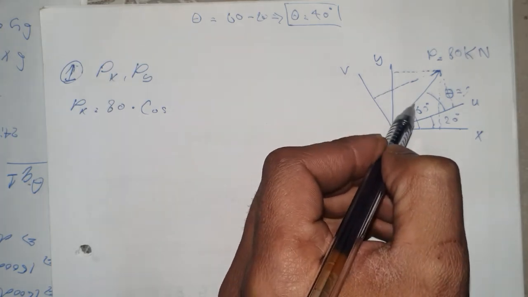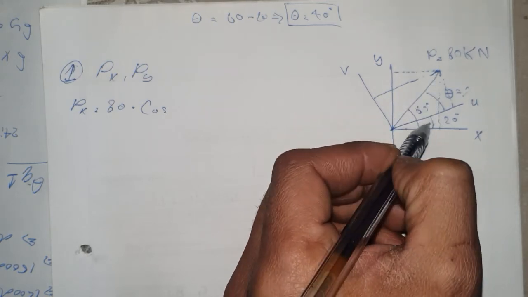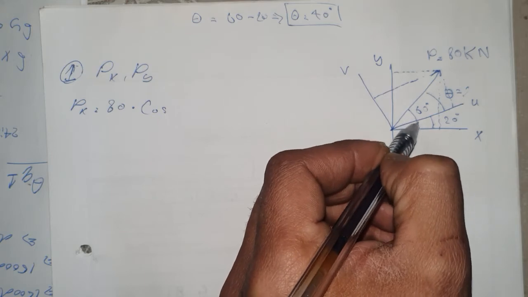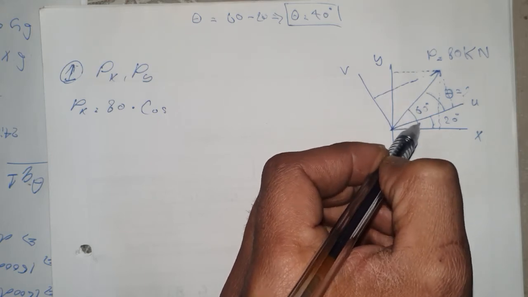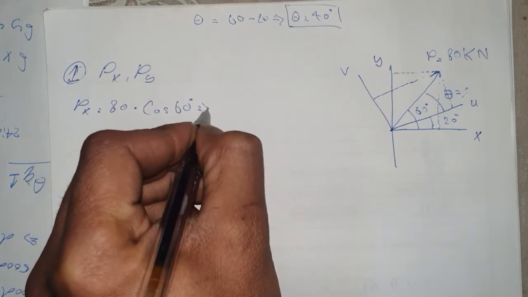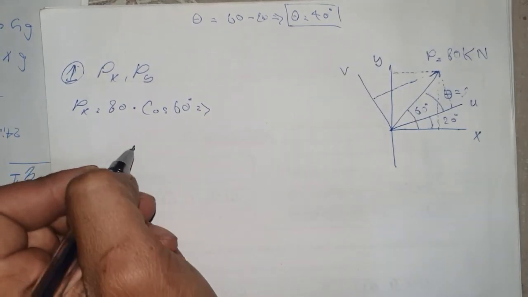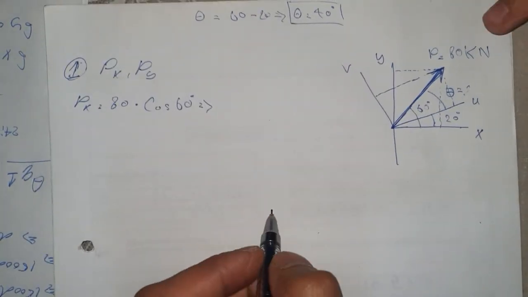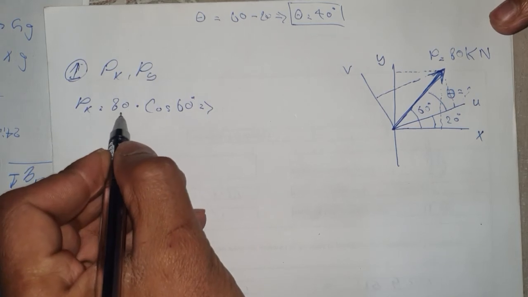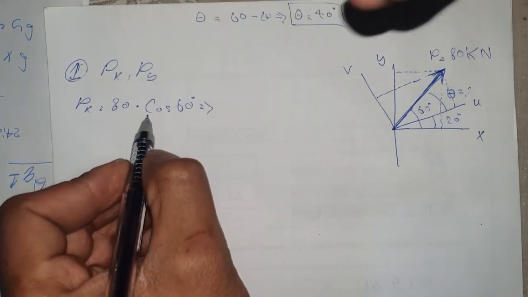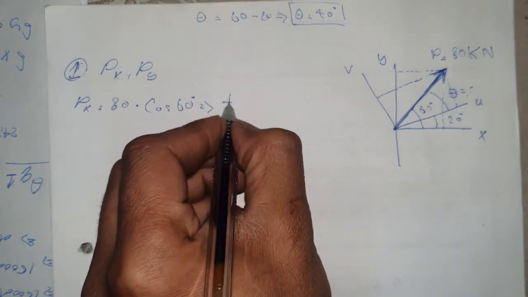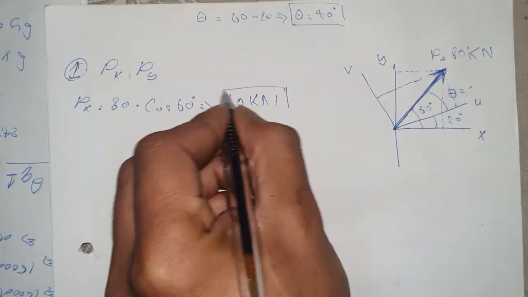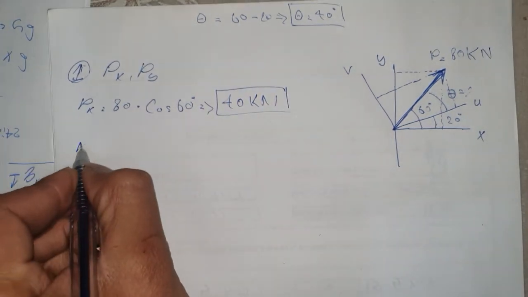For px, the angle given is 60 degrees. Cosine of 60 degrees, when we multiply 80 kilonewtons times cosine of 60 degrees, we get 40 kilonewtons. For the next one, we'll go for py.